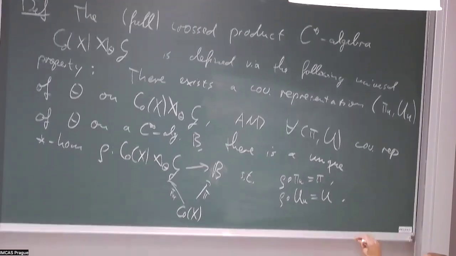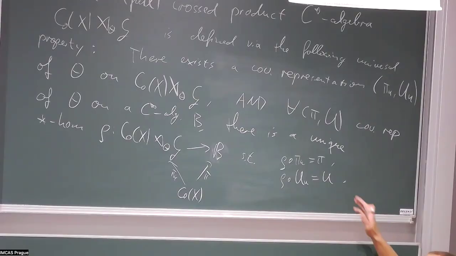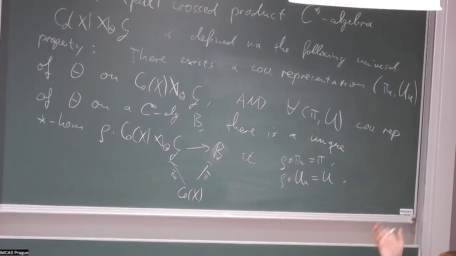If this cross product exists, it's uniquely determined up to isomorphism by the universal property, but you have to show that it actually exists. I'm just saying it should be the C-star algebra satisfying this universal property. I haven't shown that there is such a C-star algebra, but you can build it explicitly in a universal way. So this works.